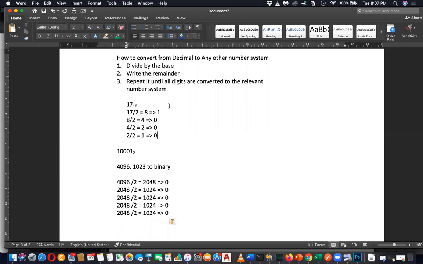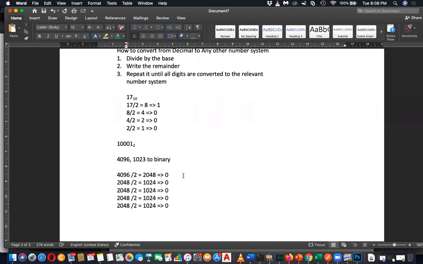So don't think about the fractional part. If you think about the fractional part, you can't do this, because this is dealing with integers only. No fractions, no decimals. Here we work only with integers, because when converting number systems, the integer part is converted this way. But for the fractional part you have a separate mechanism.